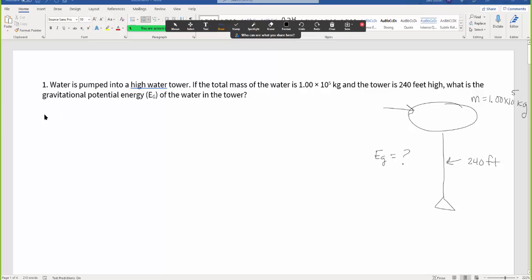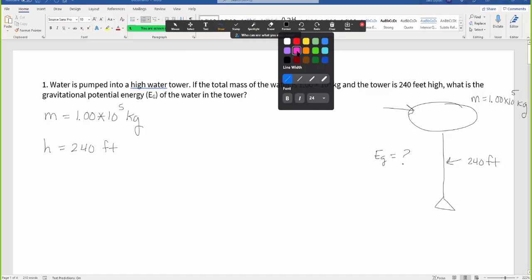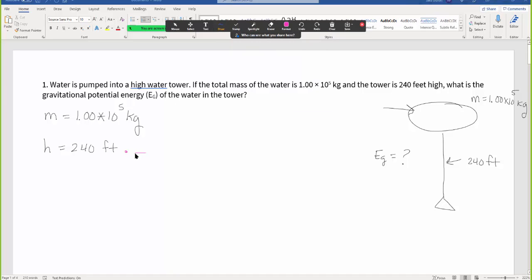What are we given? So we're given that the mass is 1.00 times 10 to the 5th kilograms. And that's great for us. It's already in MKS units. And then we're given that the height is equal to 240 feet. And that is not MKS units, so let's convert that. So we're going to convert feet to meters. 0.3048 meters in 1 foot.